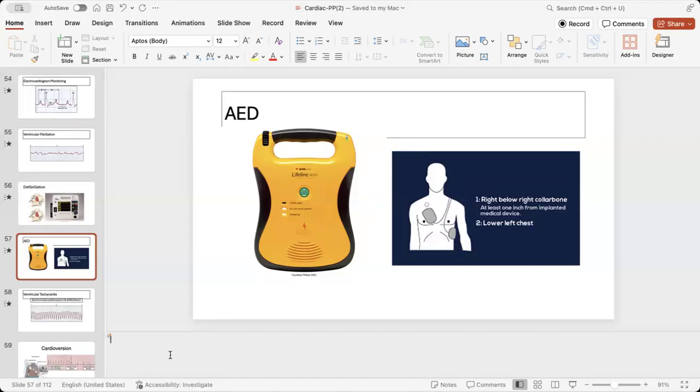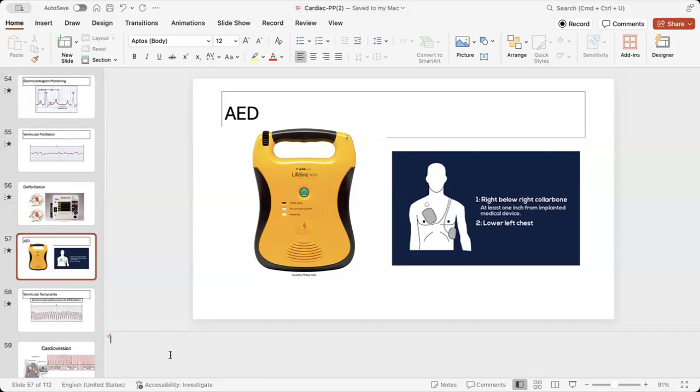What do you have to do here? Turn it on first. Put your pads on, plug them in, put them on. Now, while this is happening, you're doing CPR. CPR is going on, right? I'm doing CPR, Courtney comes over, puts on the patches, and then follow the prompts, right?